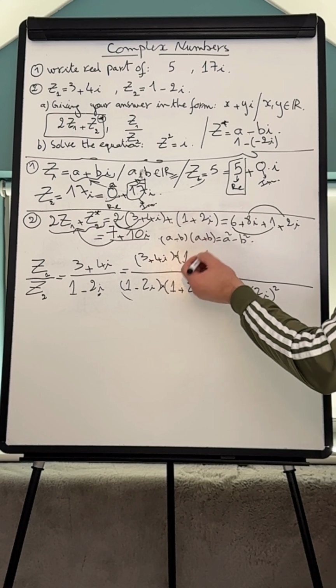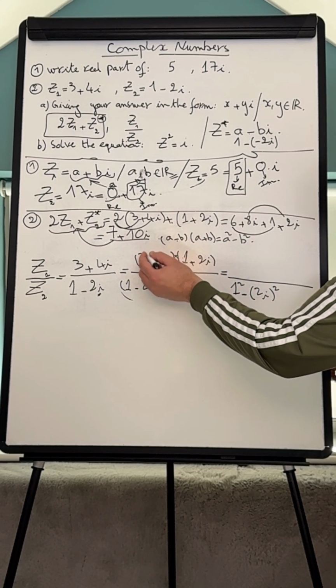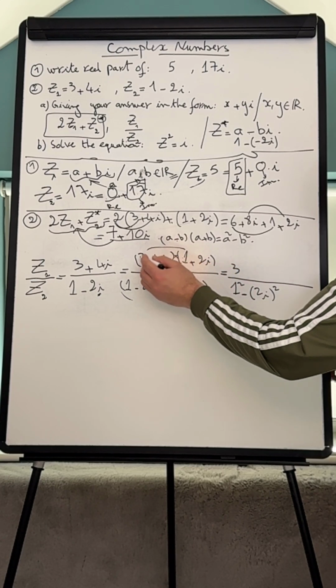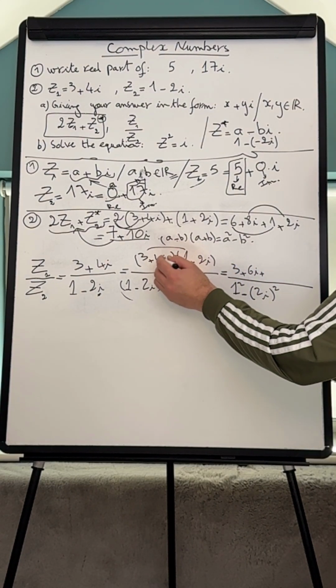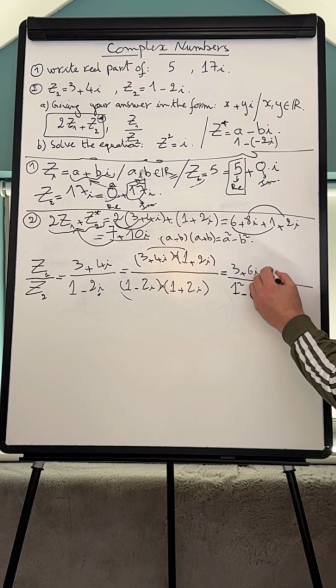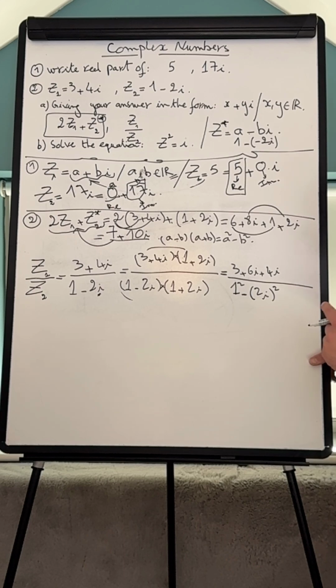We have just to distribute this, as simple as this. 3 times 1 is 3. 3 times 2i is 6i. Plus 4i times 1 is 4i. 4i times 2i is 8i squared, which, since i squared is minus 1, is minus 8 in here.